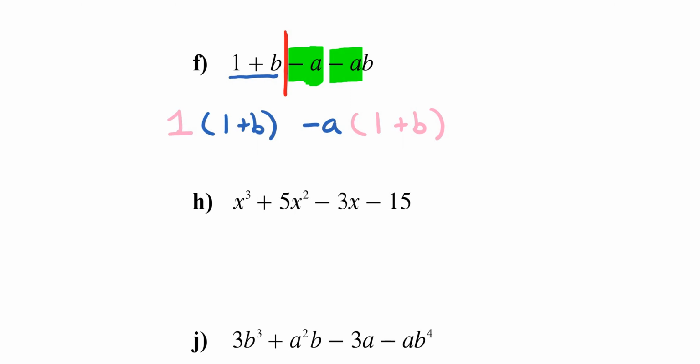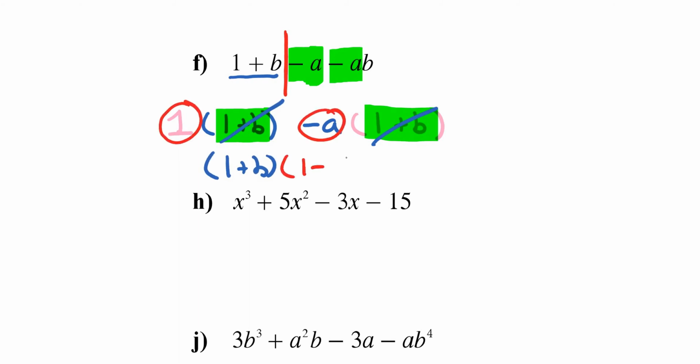And once again, if you're not sure if you did that correctly or not, just distribute through. Negative a times 1 is negative a, and negative a times b is negative ab, and that indeed matches that. Okay, so once you've done that, notice that there's a 1 plus b and a 1 plus b, so I can factor that out as 1 plus b. So those guys cancel off, and what's left over, there's a 1 and a negative a, so 1 minus a. And there you go, that's how you factor those kind of problems on question number 6.